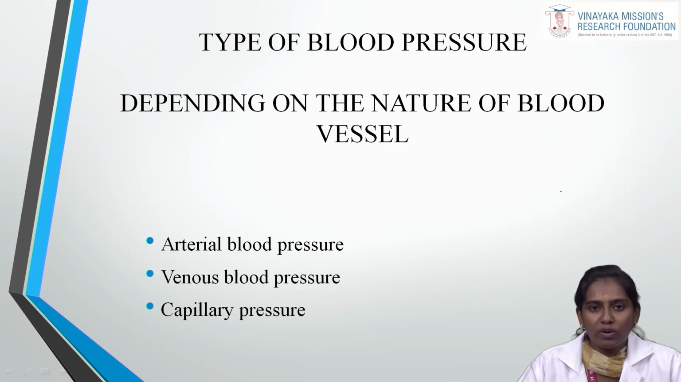Then we will see the types of blood pressure. Here it depends on the nature of the vessel. Nature of the vessel means whether it is arteries or veins or capillaries. Depending on the nature, it is divided into arterial blood pressure, venous blood pressure and capillary pressure.